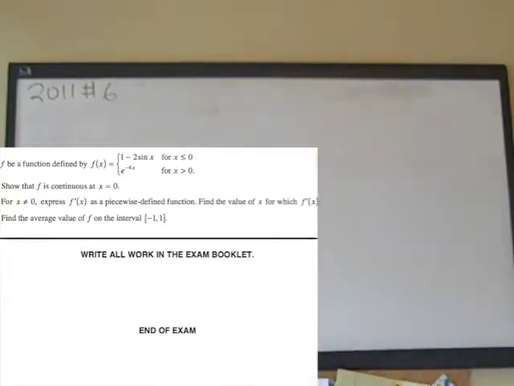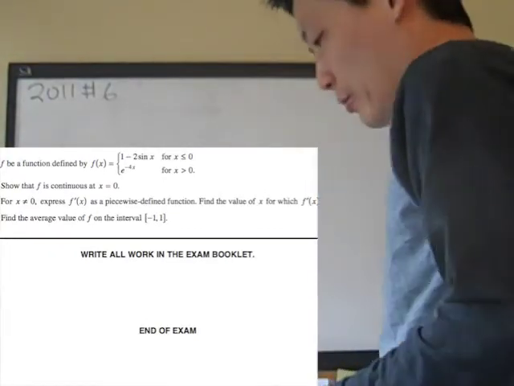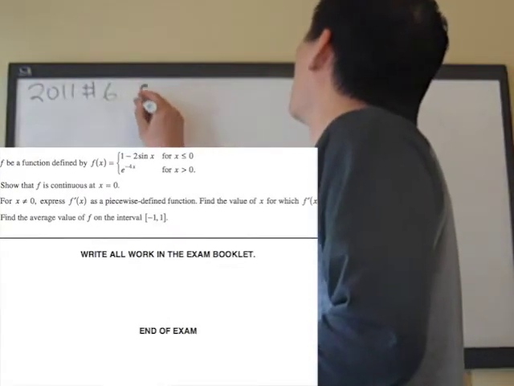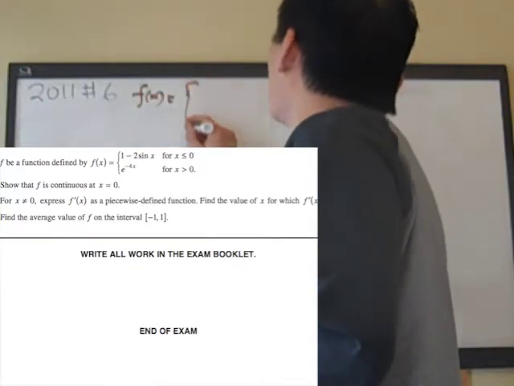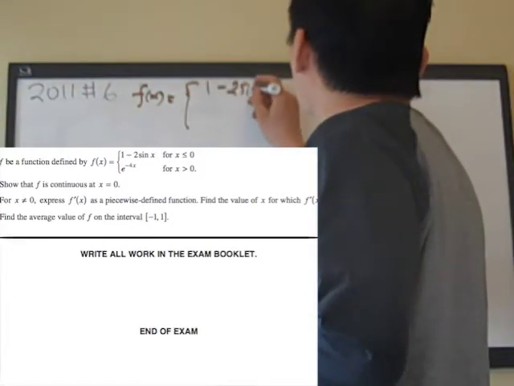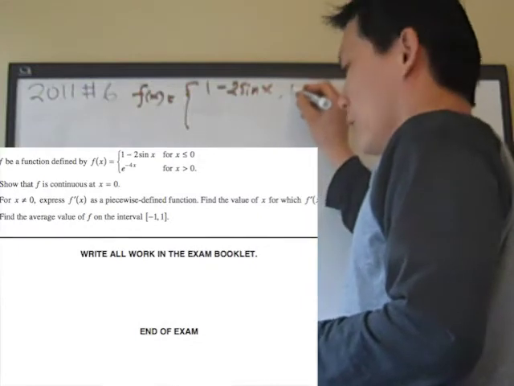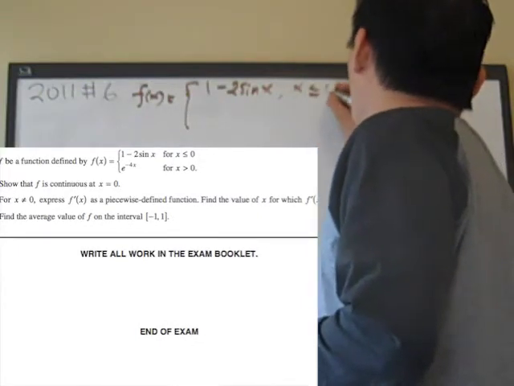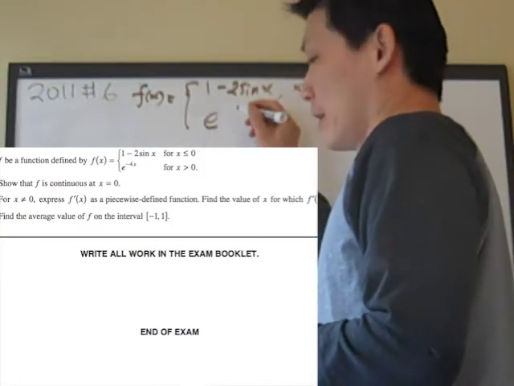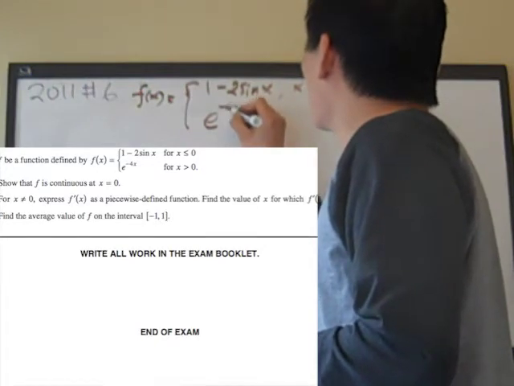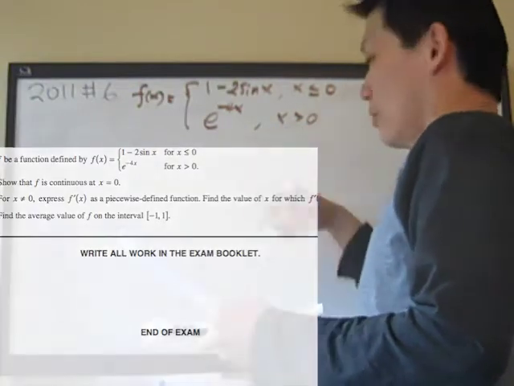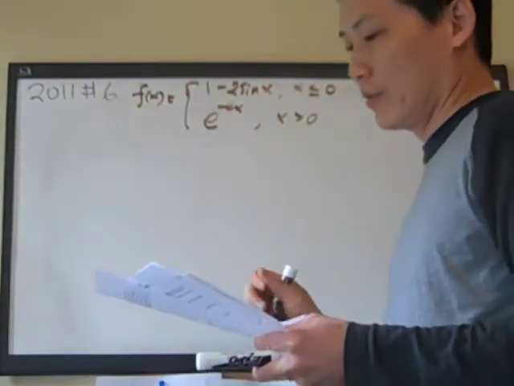Okay, let's start out. Let's start with number 1, by writing out the function. The function is f of x is equal to, and this is a piecewise function, 1 minus 2 sine x for x less than or equal to 0. And on the positive side, f of x is defined by e to the negative 4x for x greater than 0. So the positive side is this, and the negative side is that.